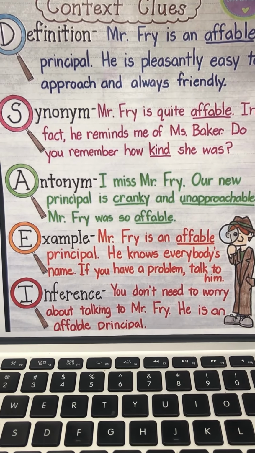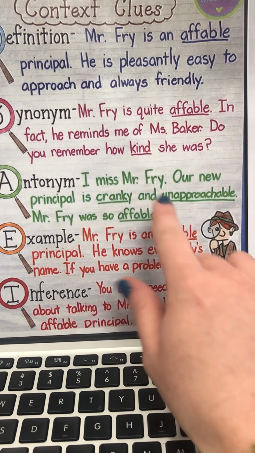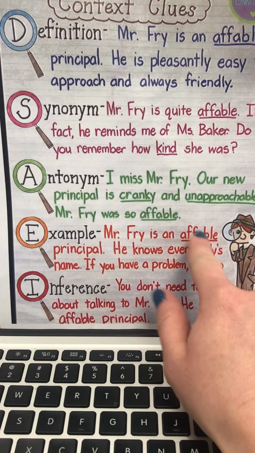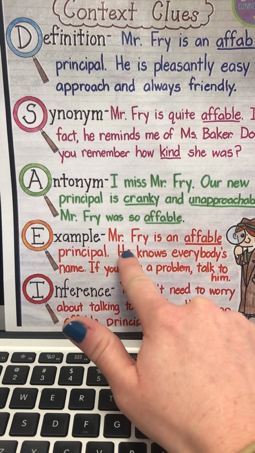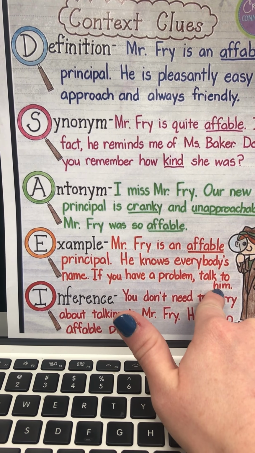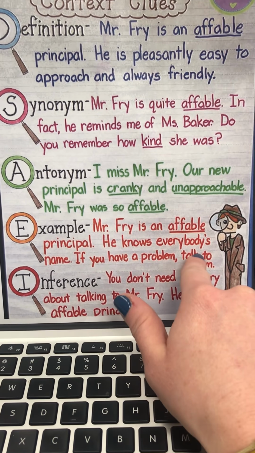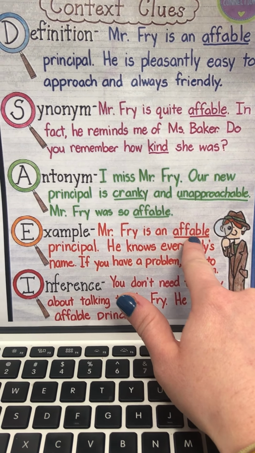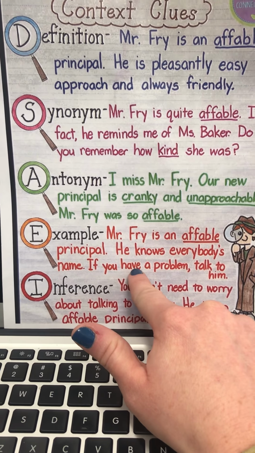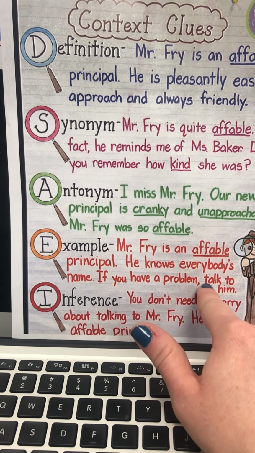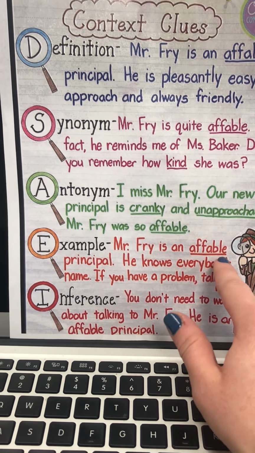Sometimes you might read in a text an example of the unknown word. So for example, on this one, Mr. Fry is an affable principal. He knows everybody's name. If you have a problem, talk to them or talk to him. This gives us an example of how Mr. Fry is affable. And so we can figure out that he must be pretty nice and caring if he knows everybody's name. And if somebody has a problem, that he's trustworthy, that you can feel comfortable talking to him.